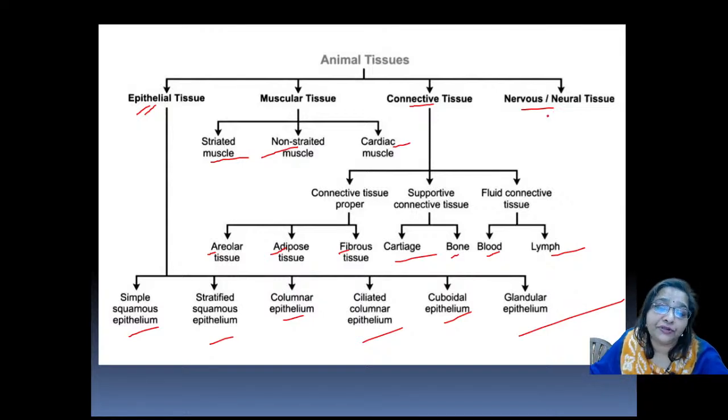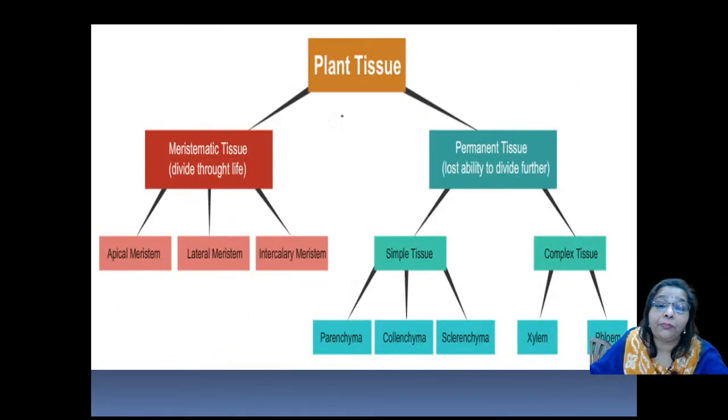The nervous tissue, of course, is the reason we can all respond to the stimulus from the surroundings and also to internal stimulus. This nervous tissue is of two different types. We learned they are the neurons and the neuroglia. Okay, so let us talk about the next session where we learned about the plant tissues.